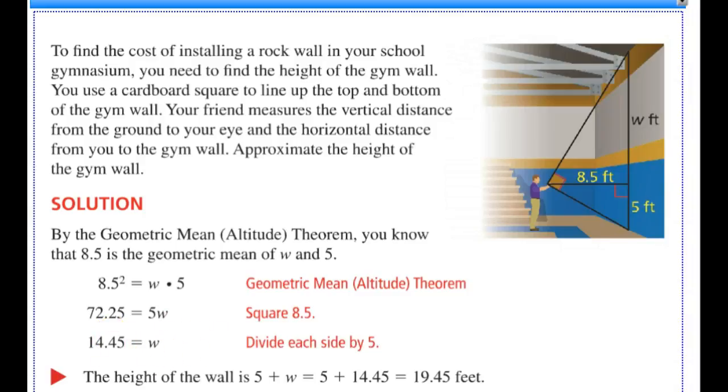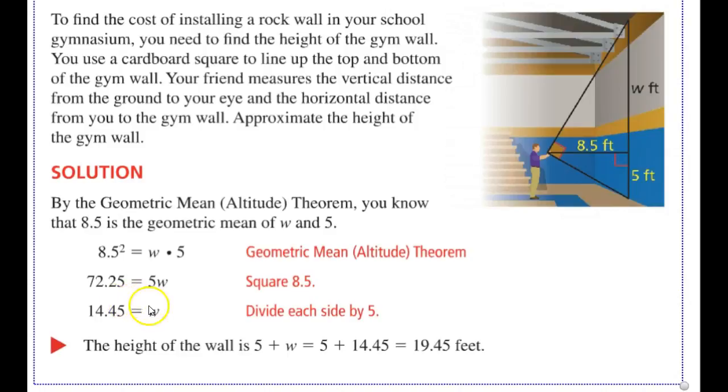So the height of the wall is not just this 14.45, right? This just tells me what W is. To find the entire height of the wall, I have to add W plus 5. So I figure out the entire wall is 19.45 feet. Many of you stop and say, oh, here's my answer, 14.45. We have to stop and go back and see, what am I being asked to find? In this problem, I'm being asked to find the height of the wall, not just this piece. So I have to make sure I find the entire thing that it's asking. So I can just add 5 to what I found for W to find my final answer.